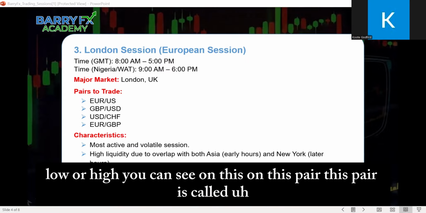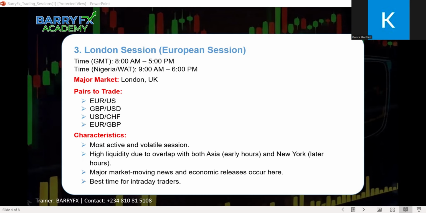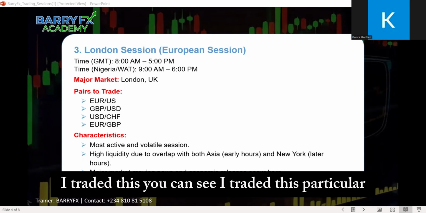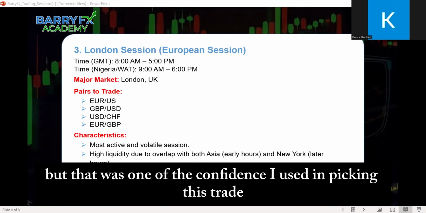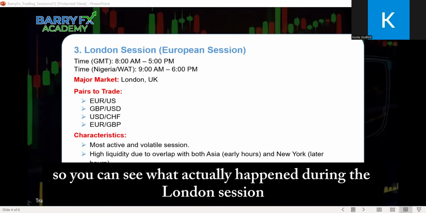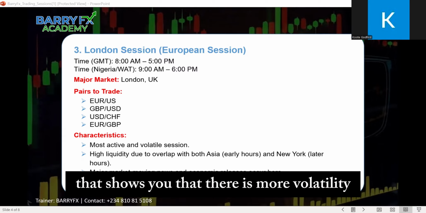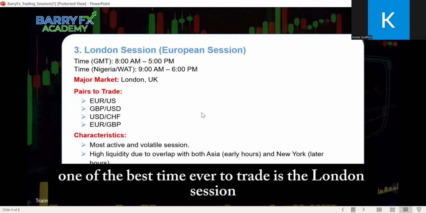You can see on this pair, this is GBP/JPY. Look what happened here. Drop again. If you can see, I traded this particular one, but that wasn't actually what I saw. It was one of the confluences I used in picking this trade. So you can see what actually happened during the London session. That shows you that there is more volatility during the London session. So it's one of the best times ever to trade.